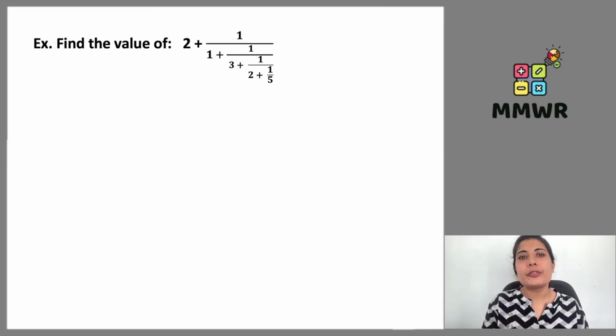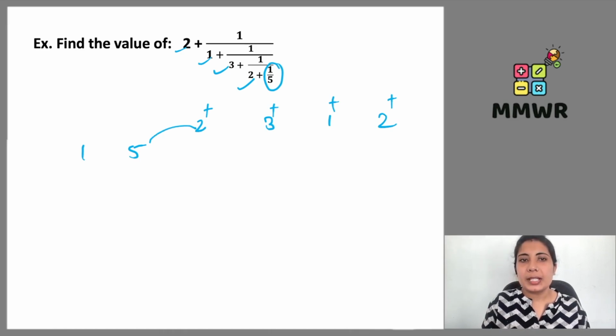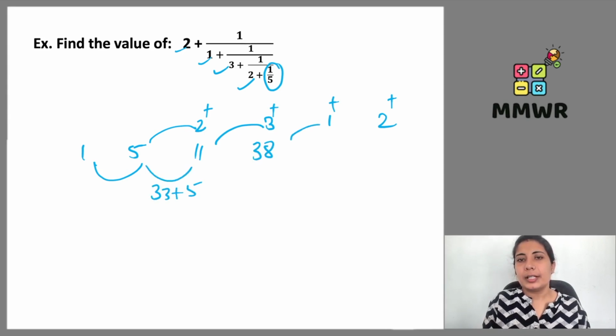Next example, here we have to find the value of 2 plus 1 upon 1 plus 1 upon 3 plus 1 upon 2 plus 1 upon 5. So let's do it. 1 upon 5 we will be writing. Then 2, 3, 1, 2. 2 plus sign, 3 plus sign, 1 plus sign, 2 plus sign. So 5 2s are 10 plus 1, 11. 11 3s are 33. 33 plus 5 is 38. 38 ones are 38 plus 11 gives me 49. 49 twos are 98 plus 38.